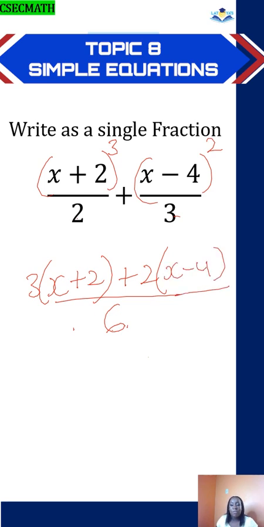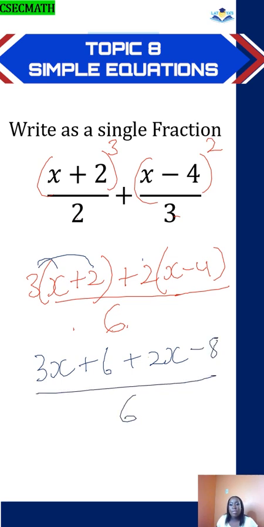Now let's expand our brackets. 3 times x is going to give us 3x. 3 by 2 is going to give us 6. Plus 2 by x is 2x. And I have 2 multiplied by -4 is going to give me -8 all over 6.